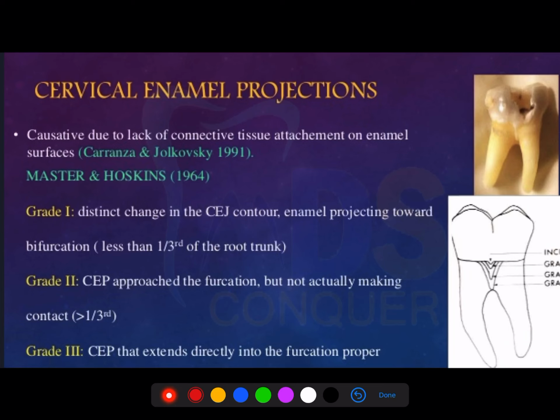They can ask you a question on this classification. This was once asked in PGI. So cervical enamel projections are categorized into grade 1, grade 2 and grade 3. Please go through it. It's clearly there, grade 1, grade 2, grade 3. Just go through this table once again.